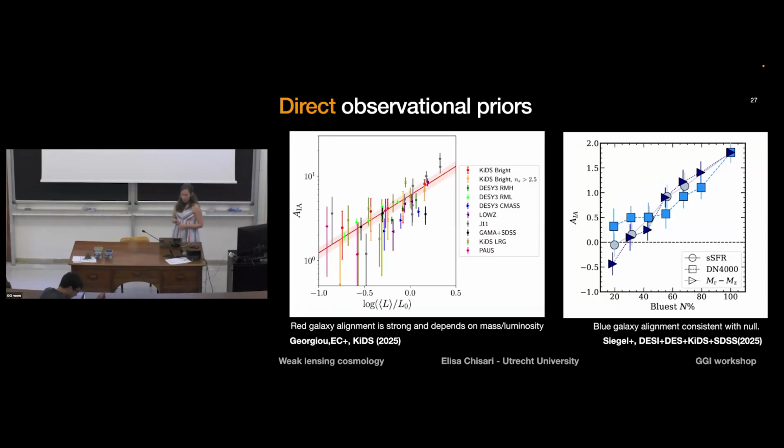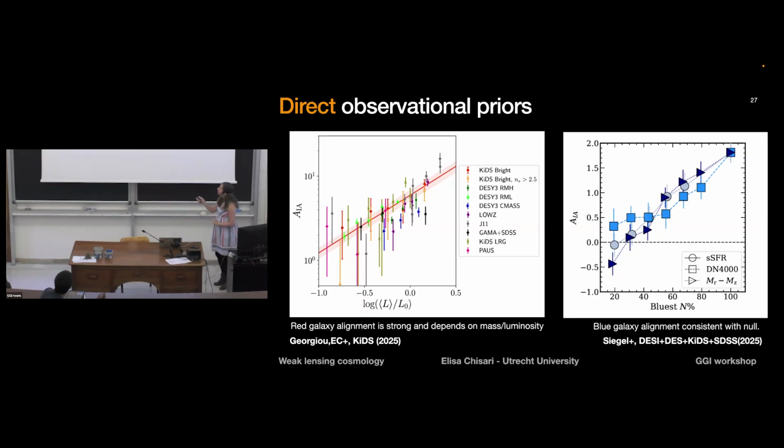All right. So we have the models. How do we get priors for the models? So we get priors through direct observations for either spectroscopic or photometric samples that have very good redshifts. So that's what we try to do. This is a compilation from some work that we did with Christos Georgiou a year ago, roughly, where we're looking only at red galaxies, and we look at how strongly they align. So this is just the linear alignment model. How strongly do they align as a function of the luminosity?